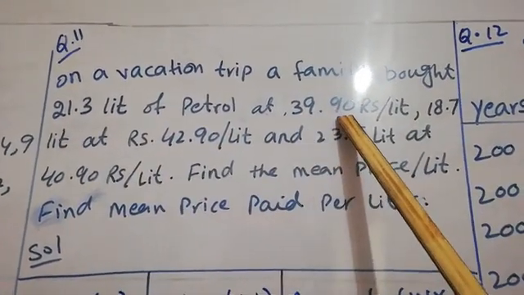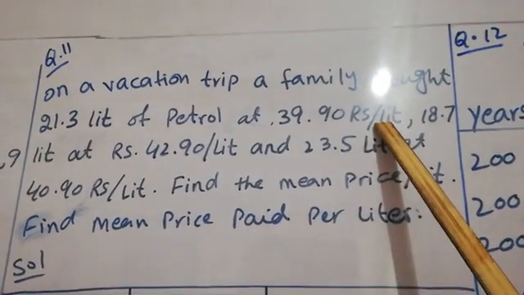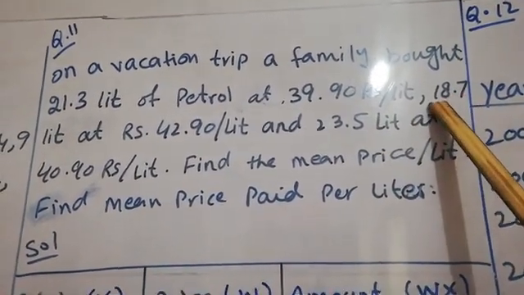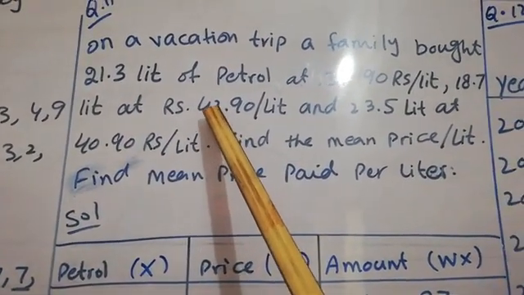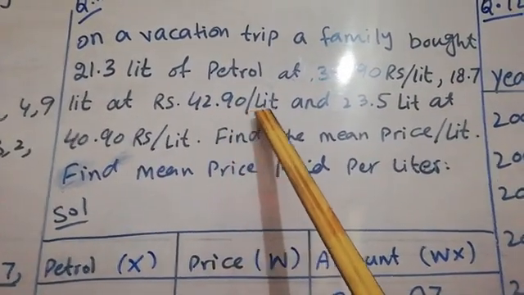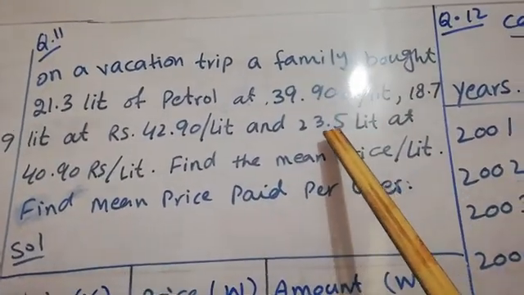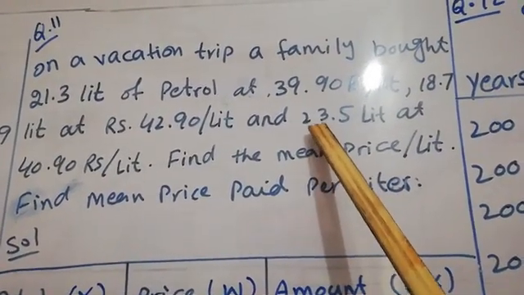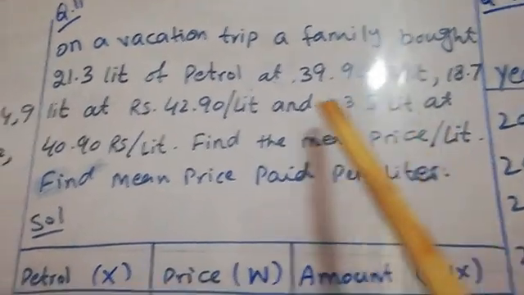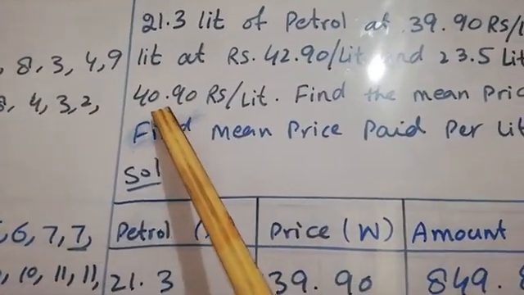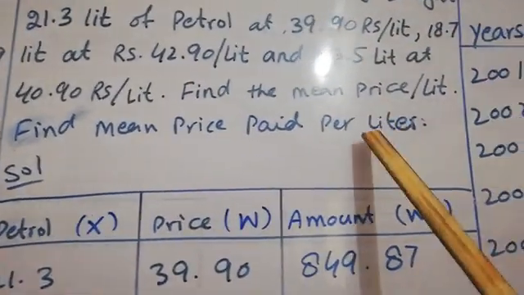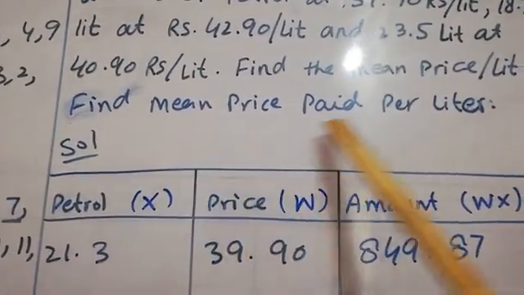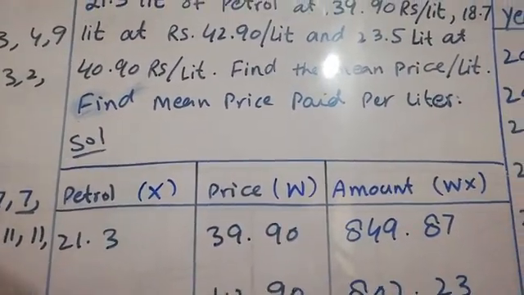and the rate is 39.90 per liter. And the second time they bought 18.7 liters of petrol and the rate was 42.90 per liter. And the third time they bought 23.5 liters, and the price is 40.90 rupees per liter. We will find the mean price per liter.